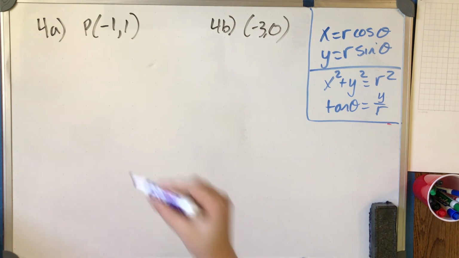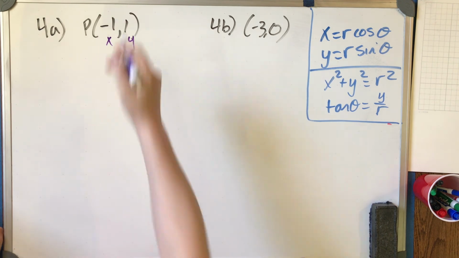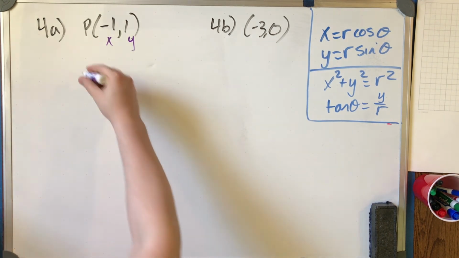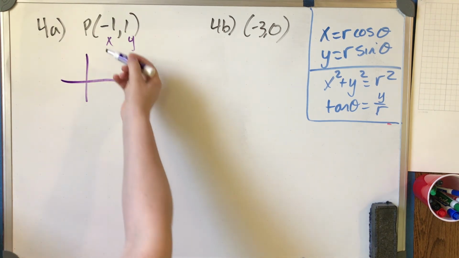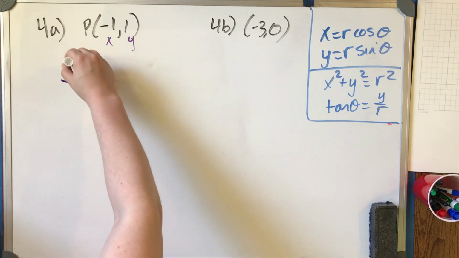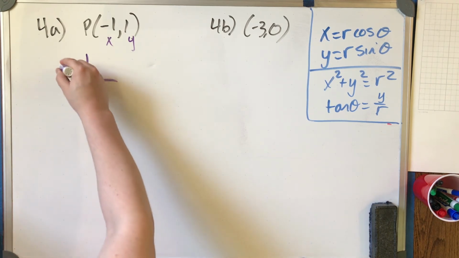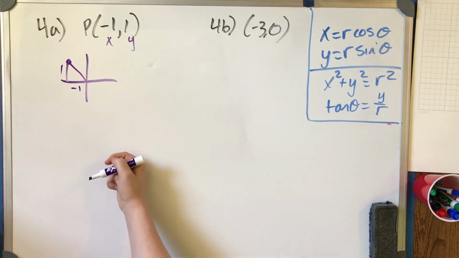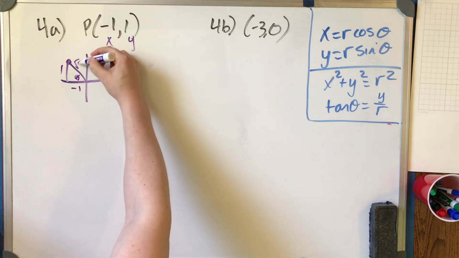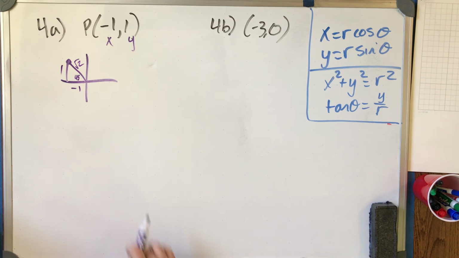Here they gave us an x and a y, and I think the easiest thing to do is to quickly sketch where this is. So we have -1 and +1, so that's going to be right here, and I'll draw a little triangle off of this. Doing that allows me to figure out really quickly that that's a 45 and that this is going to be the square root of 2. So I actually know everything I need to know about this.